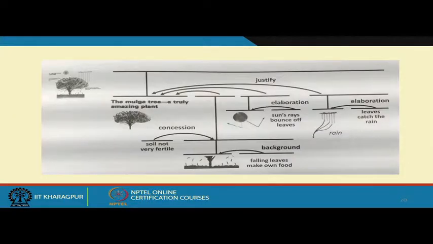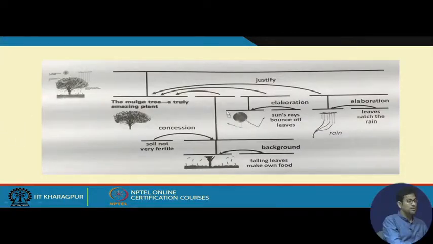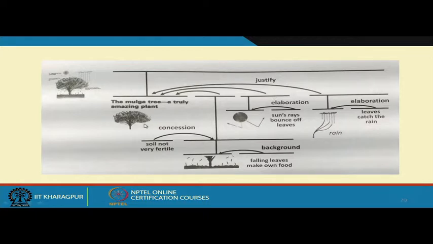If you see a deep dive over here, how that is making sense. So, say for example, this illustration was a part of it: the sun rays bounce off the leaf. Now, this is an elaboration which is justifying why the mulga tree is an amazing plant. Similarly, the soil is not fertile and the falling leaves make its own food. So, this gives an understanding of all of it together, justifying why this tree is good or why this tree is being taken into reference.